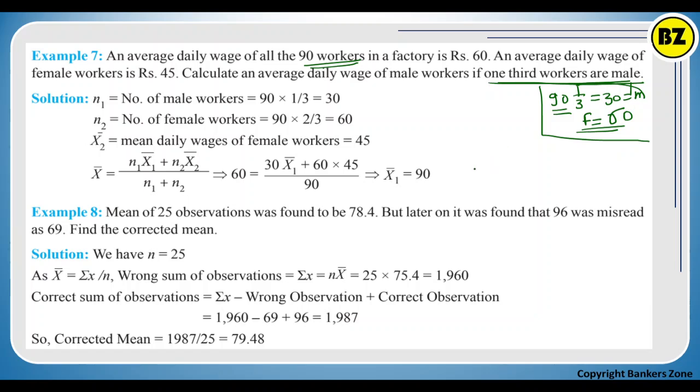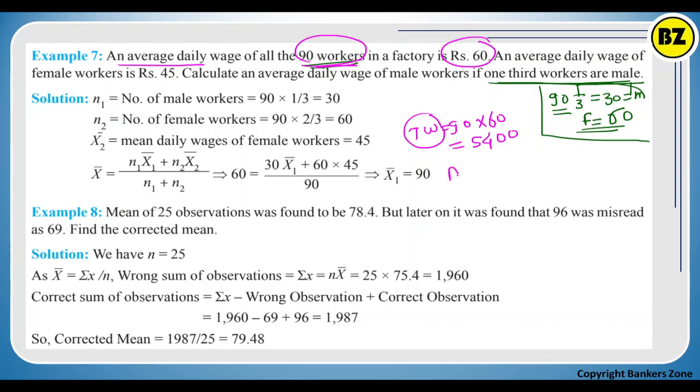Now very simple. 90 workers are there, right? And we have to find the average daily wage. The average daily wage of the 90 workers is given, rupees 60. So what is the total wages? Total wages will be 90 into 60, so that will be 5400. This is the total wages.